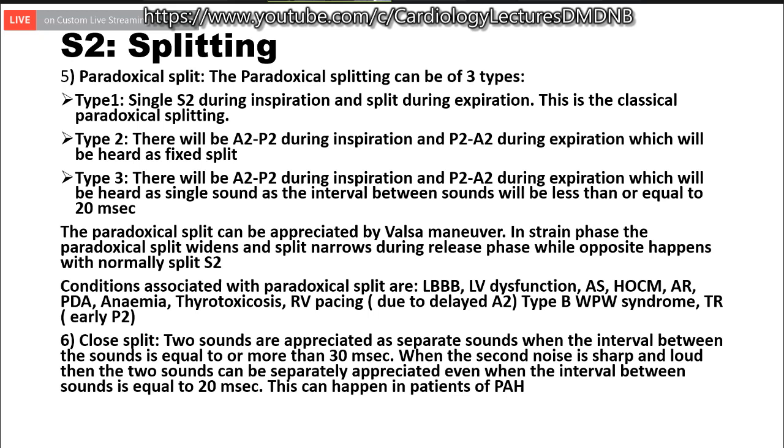This can happen in patients of pulmonary arterial hypertension. In these patients, the P2 can become sharp and loud. The hangout interval of P2 becomes less because of the increase in the pulmonary vascular resistance. So the A2 P2 gap becomes less, and it may be as short as 20 milliseconds. And since P2 is very sharp and loud, you will appreciate an A2 P2 even when the gap is only 20 milliseconds. So that is known as a close splitting of the second heart sound.